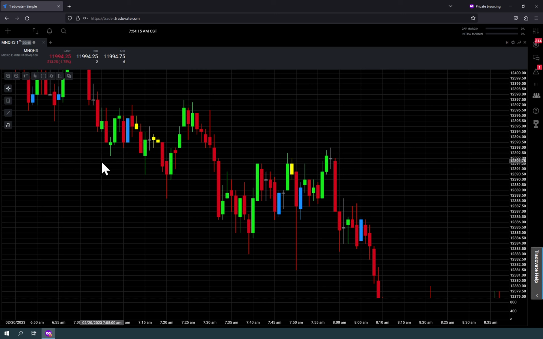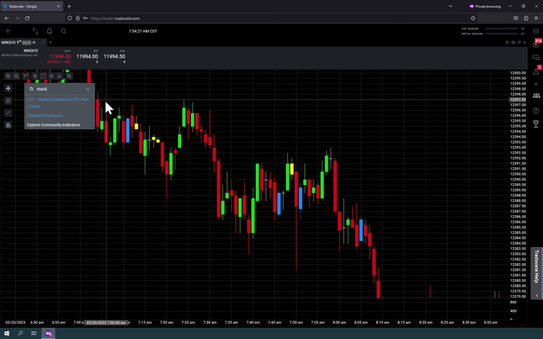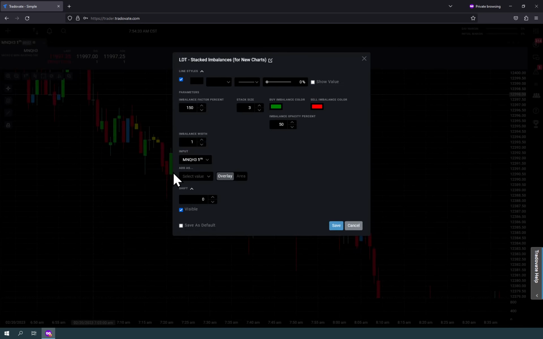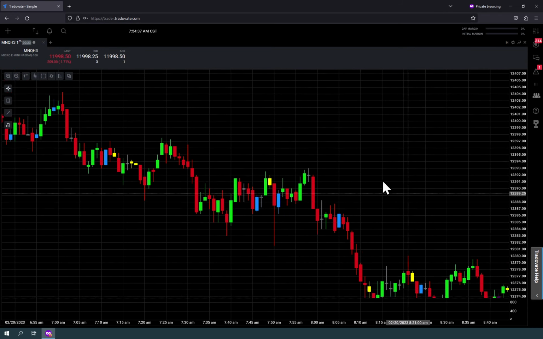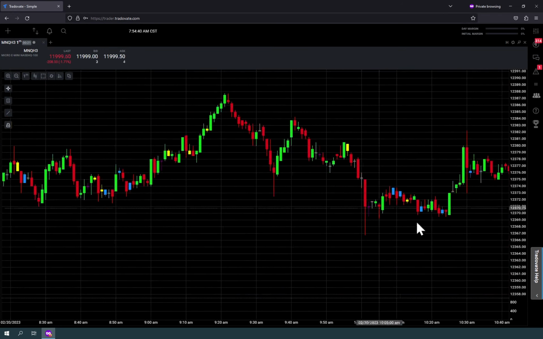Now, to answer the questions about why my stack imbalances indicator isn't working, first we'll have to load up the indicator. So I just search for stacked imbalances. And if this is the one that you're running, the one that has my initials prefix, stacked imbalances for new charts, then we're talking about the same one. So as you can see, when I pull that in, nothing shows up.